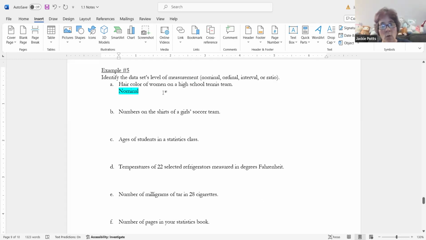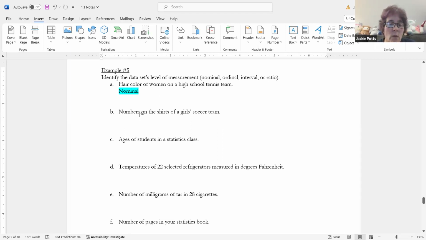Hair color is qualitative. I know you guys can't tell it, but I've got purple hair. It's dark purple, but I have purple hair. Does hair coloring have a ranking? No. I personally think purple hair is the best, but you know.